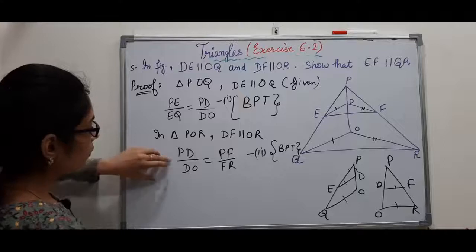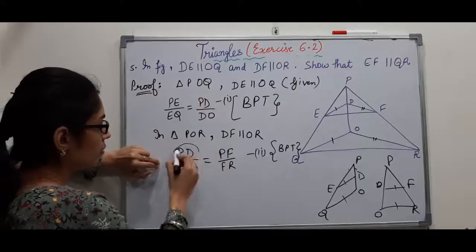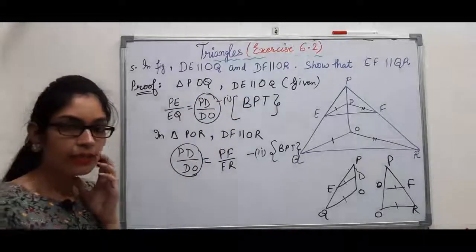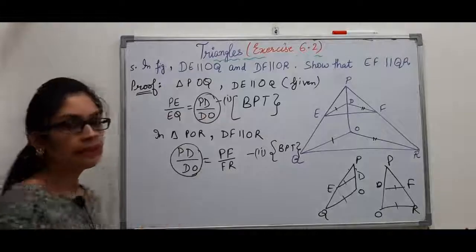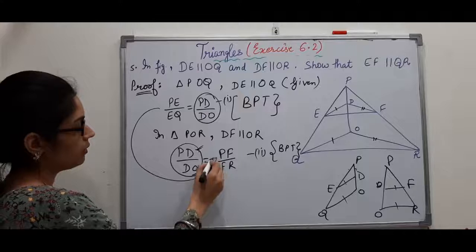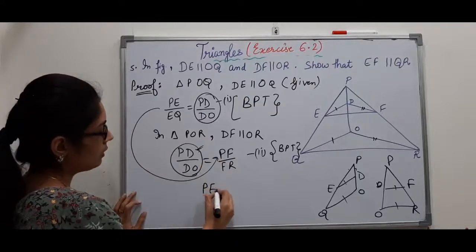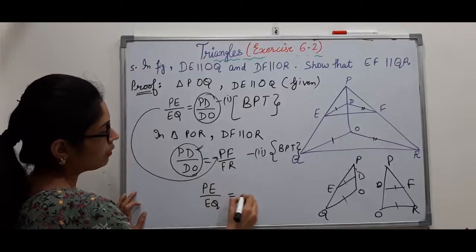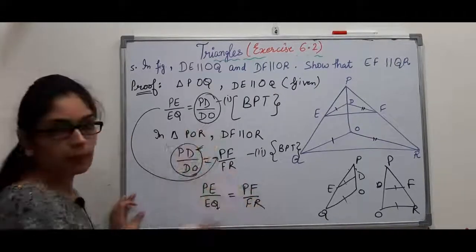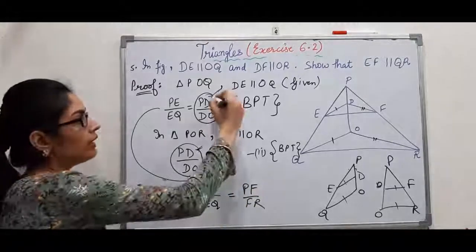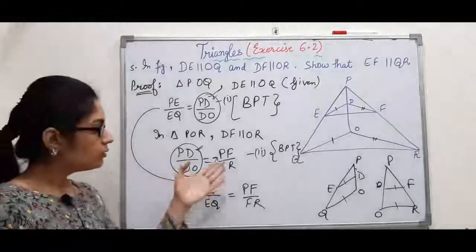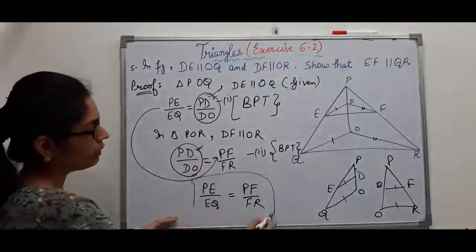Now if you see both of these equations, PD upon DO is there in both. So we can apply the same thing again here. If two terms are equal to one common term, they are equal to each other, which means from 1 and 2, PE upon EQ equals PF upon FR. See, this term and this term will be equal. Why? Because they both are equal to PD upon DO. That's why they are the same as one another. So now we have got this result.